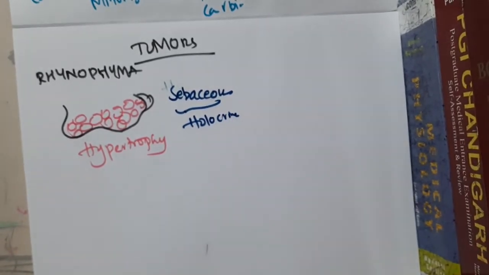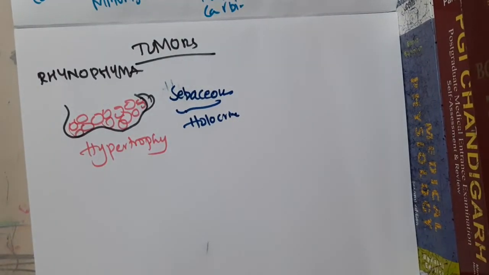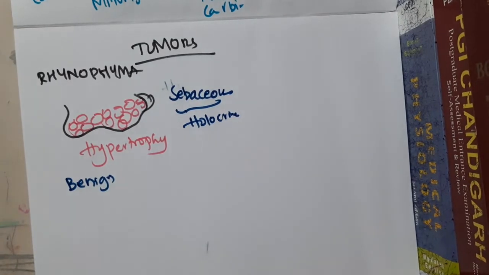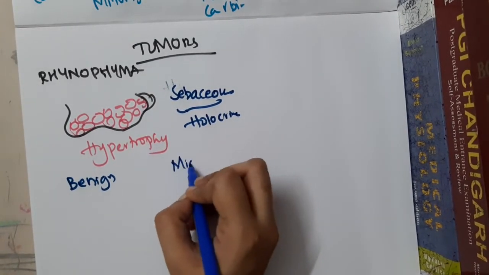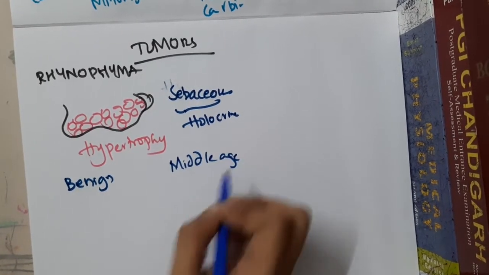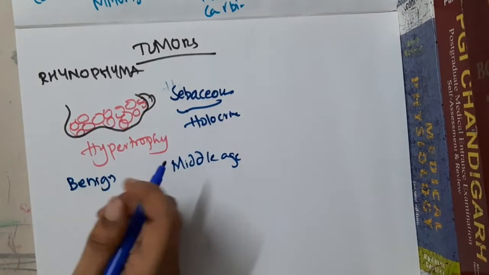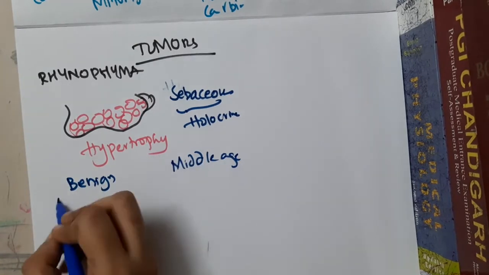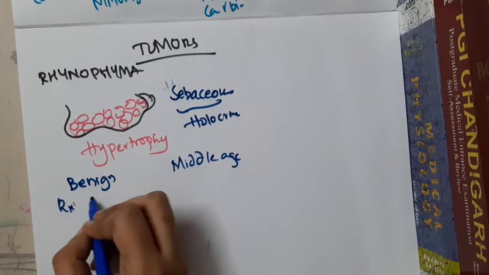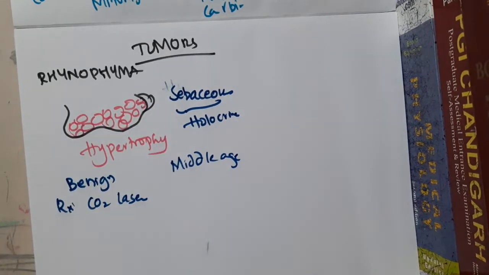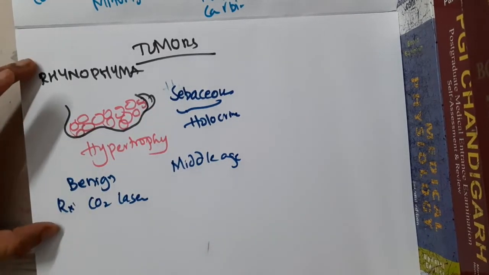So this hypertrophy will occur. This is actually a benign condition, not a pre-malignant condition. It mainly occurs in middle-aged men, and a pink lobular mass is seen at the external nose. How are you going to treat it? A carbon dioxide laser should be used, and you can remove the bulk of the tumor. So this is how you treat rhinophyma.